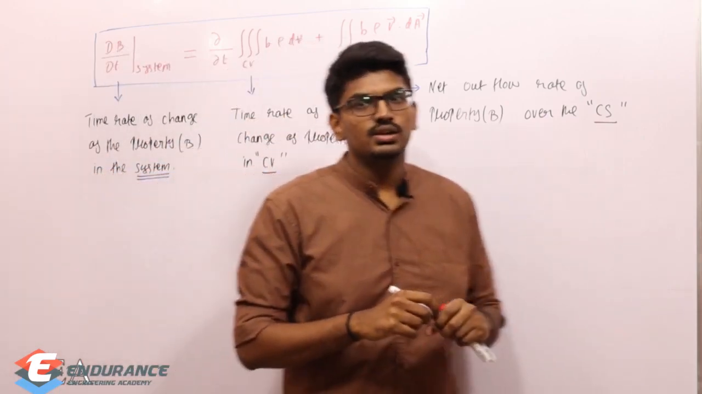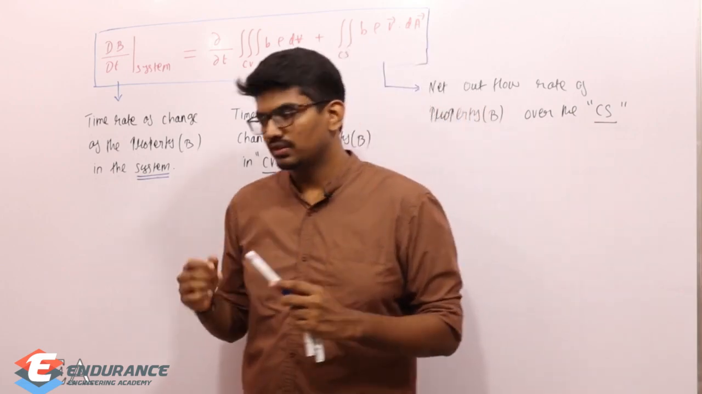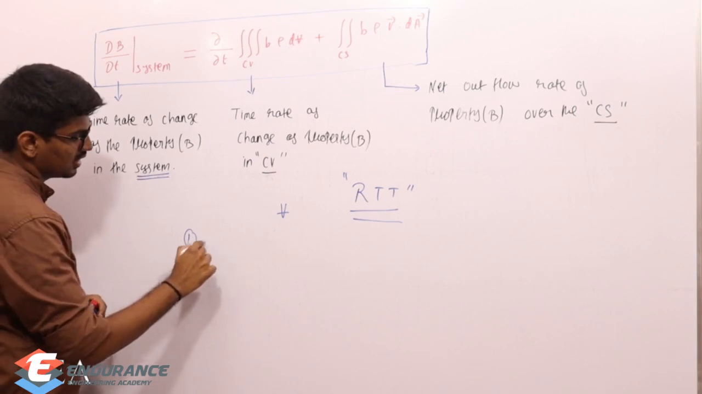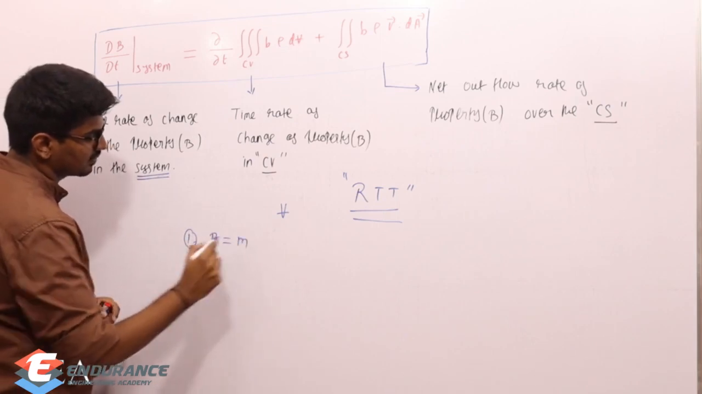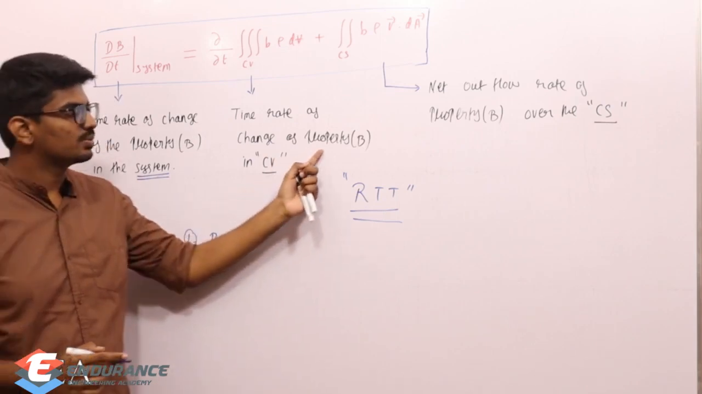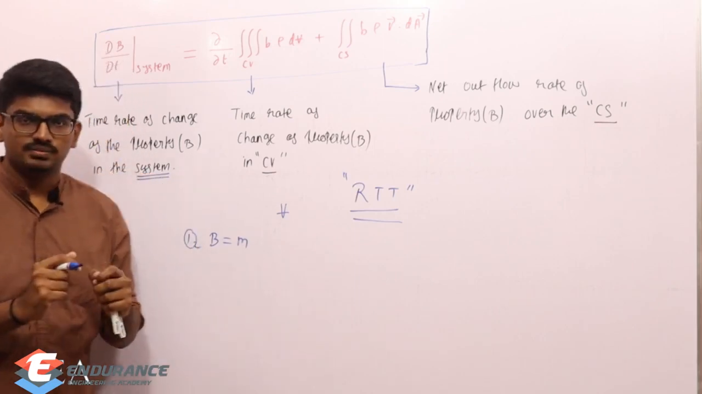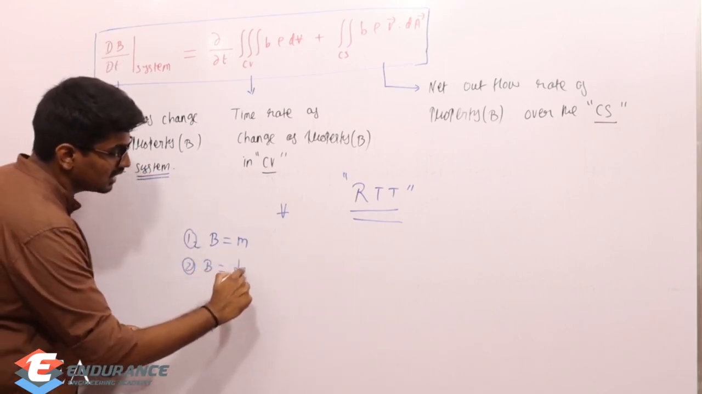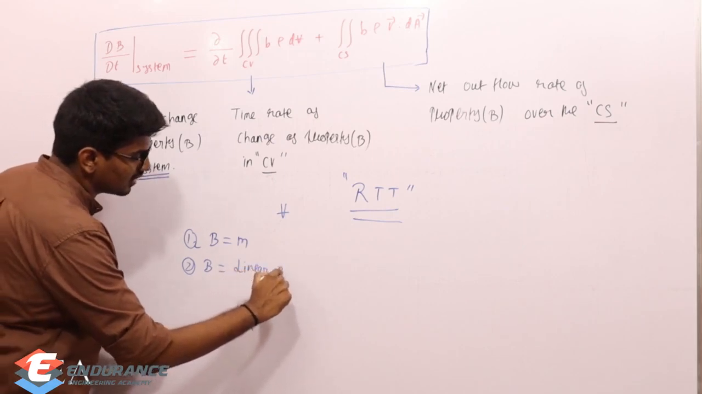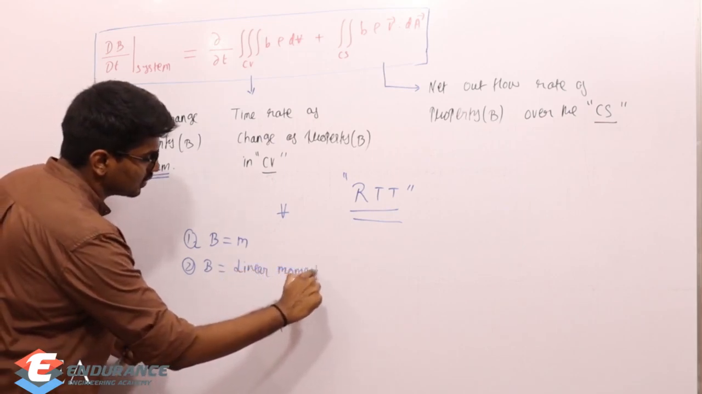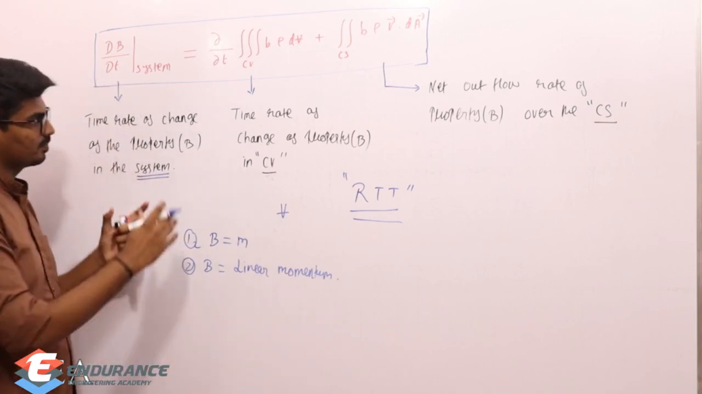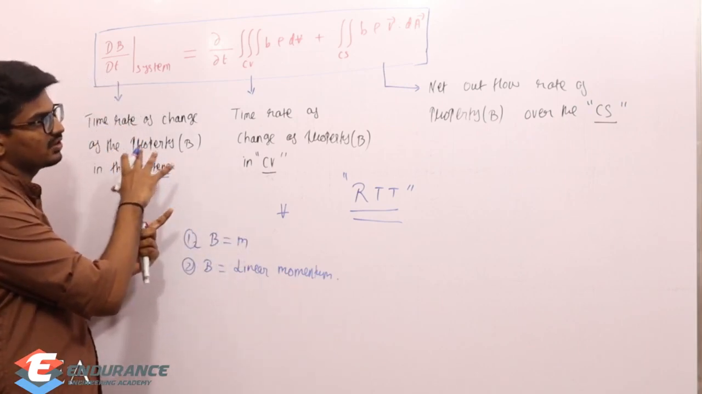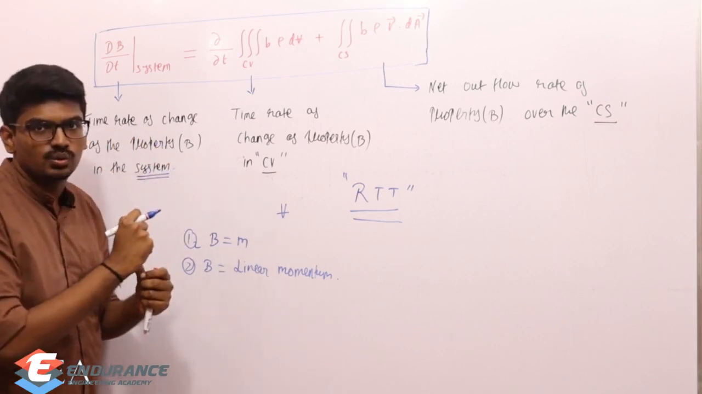And now let us start applying this. From the next video, it is simple. First, I will take B as m, that is, the extensive property B as mass. Second, I will take that property as linear momentum. So I will get the linear momentum conservation equation, such that the linear momentum conservation equation of the system will be converted into the control volume form.